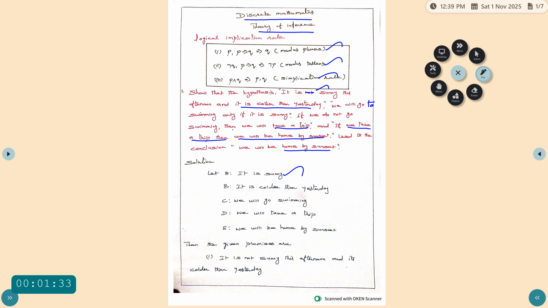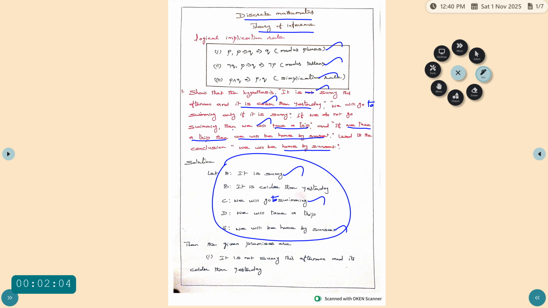What is B here? Next one: it is colder than yesterday is B. The third one, we will go swimming, is C. What is the next one? We will take a trip is D. The conclusion, we will be home by sunset, is E. So how many sentences are there? Five sentences. What are the given premises? Only the four premises.